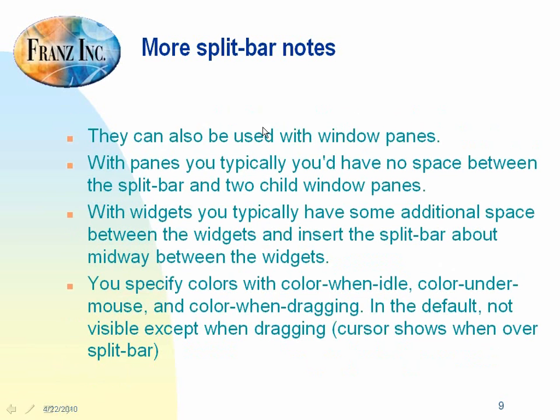And you can use split bars with window panes, as is done in the Navigator example, and with window panes you typically don't have any space. You have the window panes flush one with the other and the split bar between them, so you can basically increase the size of one and decrease the size of the other of the child windows. With widgets, you typically have some space between the widgets and insert the split bar midway between them, which is what we did with the dialog example with the 3 widgets.